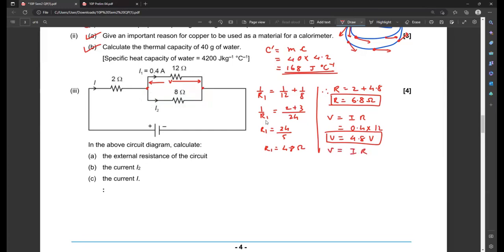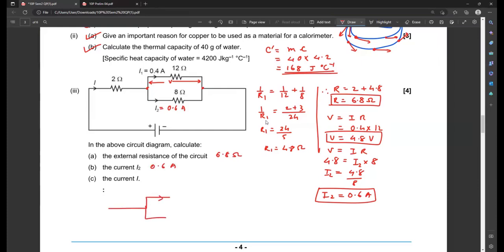So V is equal to IR. So 4.8 is equal to I into 8. So I will be 4.8 upon 8. This is I2 for us. So this will be 0.6 amperes. So I get this as 0.6 amps. So this I have got as 6.8 ohms. This is 0.6 amperes. So this is a very simple logic now. 0.4 amperes and this is 0.6 amperes. So obviously this has to be 1 amp. So 1 ampere flows in, out of that 0.4 flows up and 0.6 flows down. So that is the reason why I is equal to 1 ampere.